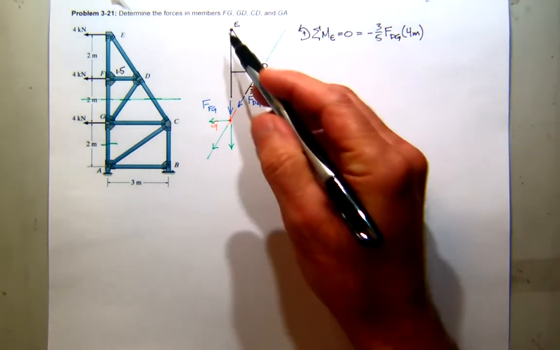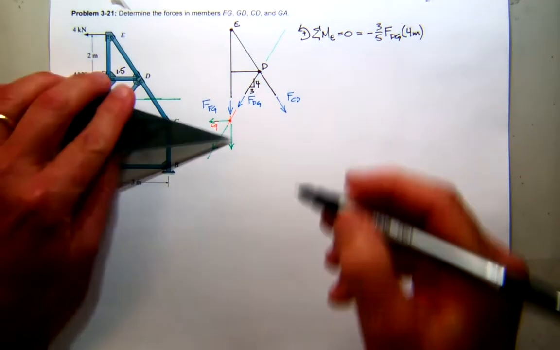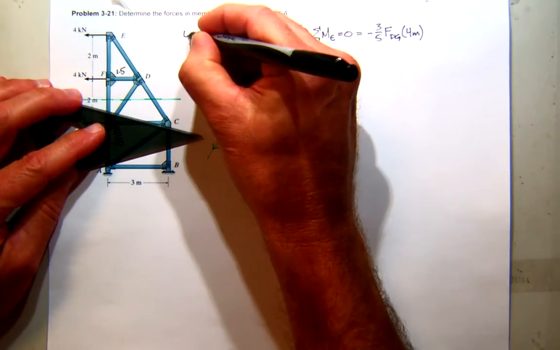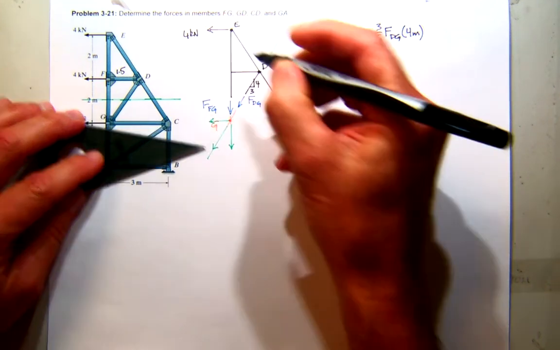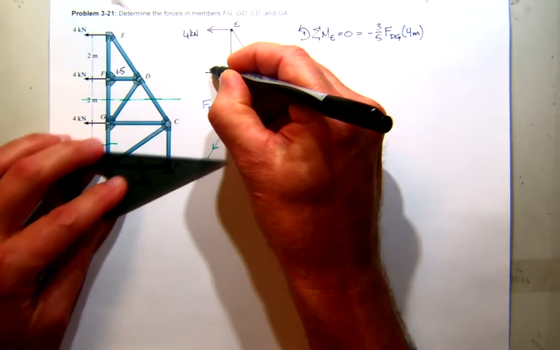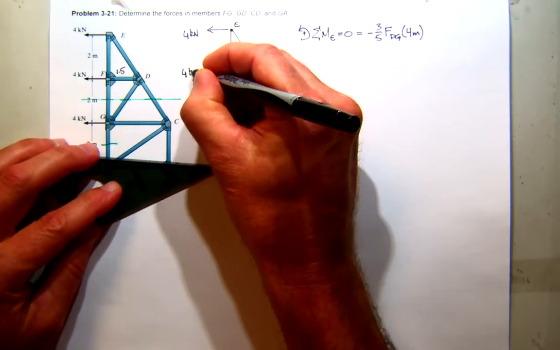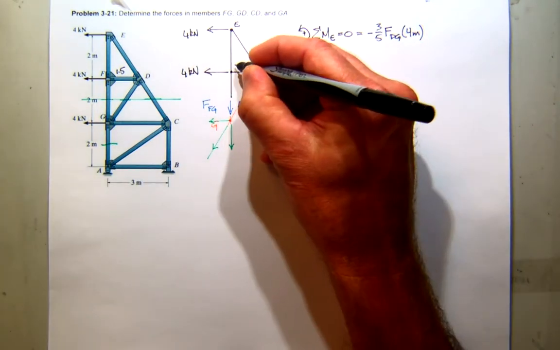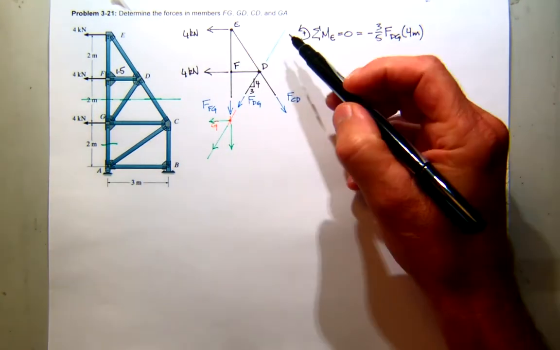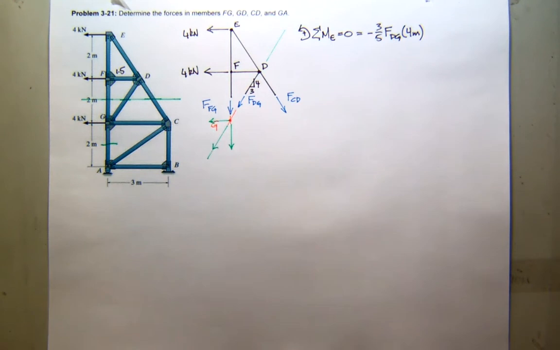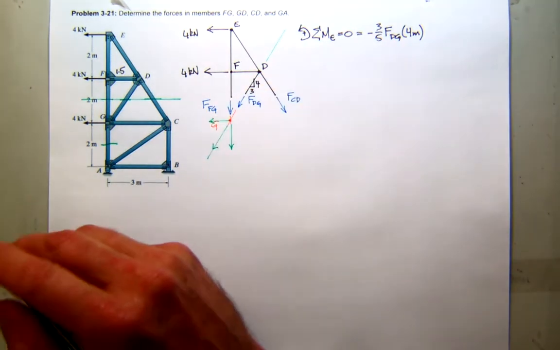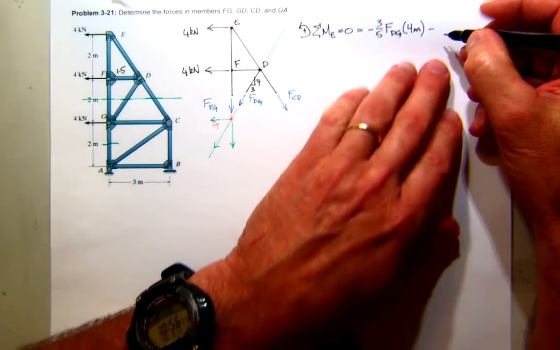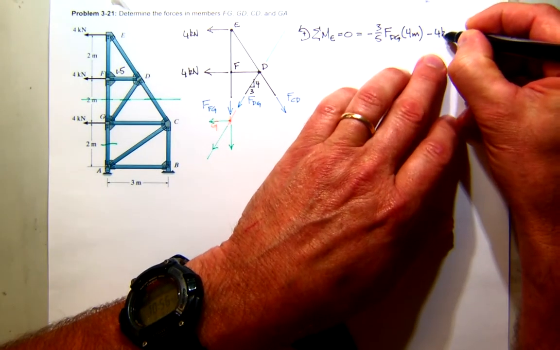What else creates moment about E? Well, I forgot that there is an applied force of 4 kilonewtons to the left at E, and an applied force of 4 kilonewtons to the left at F. Do any of those create moment about E? The one at F does. What kind of moment? Positive or negative? Negative. So that'll be negative 4 kilonewtons is the force.